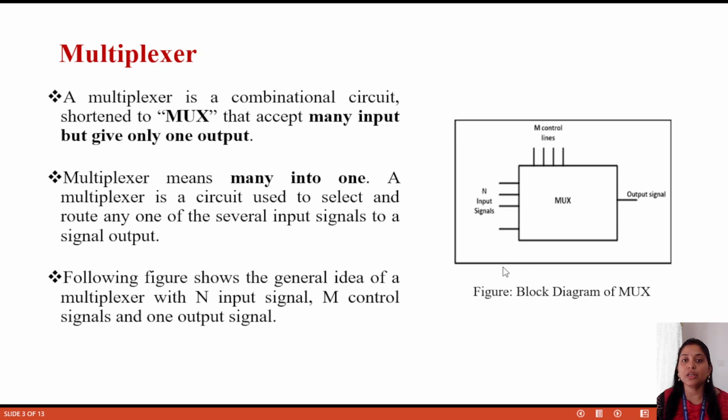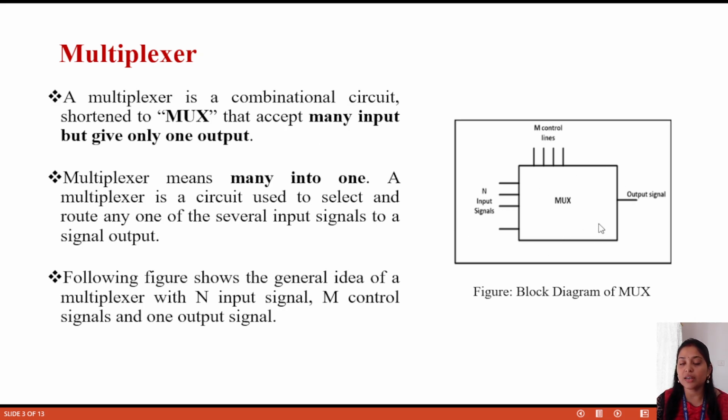Multiplexer is actually a combinational circuit. That means its output depends on the input at that moment, okay, and its short form is MUX. And why is it called MUX? MUX means many into one.